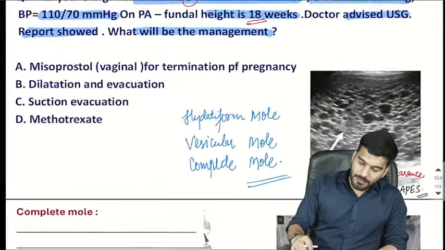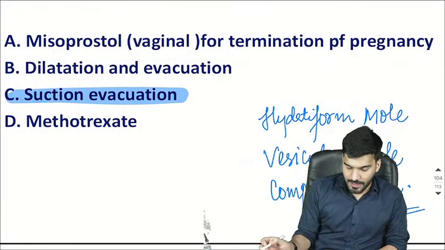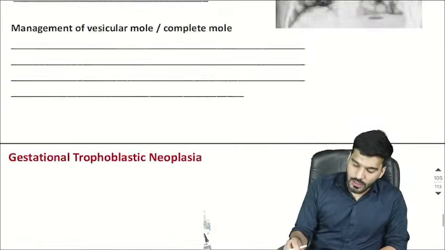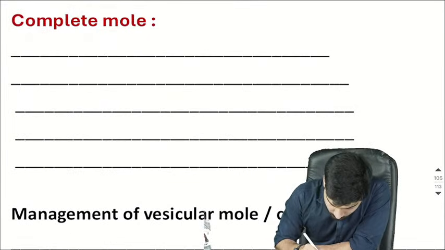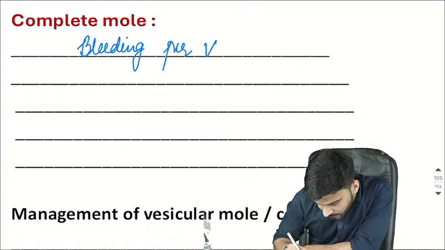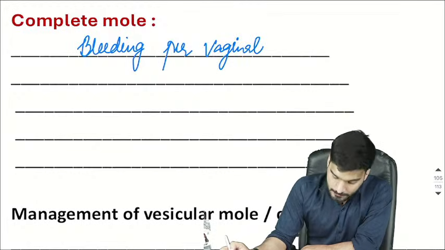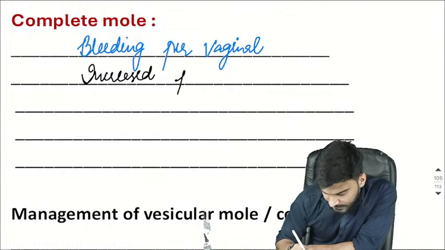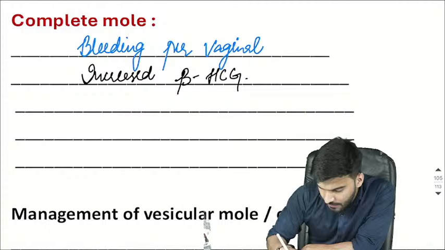And now what will be the management for this? The management for this is suction and evacuation. Now let's understand what the features of this complete mole are. First of all, these patients complain of bleeding per vaginum. Followed by that, there is increased beta HCG.